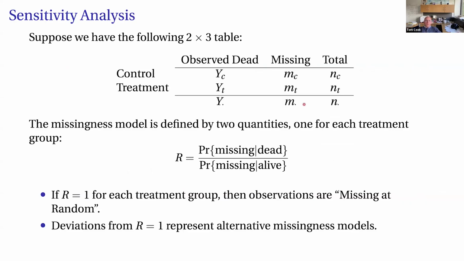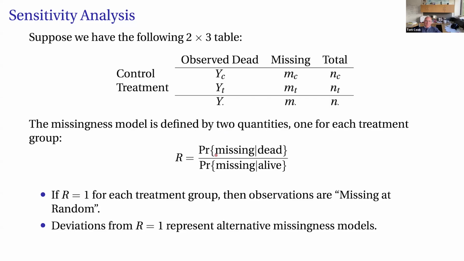So this is a formulation that I published in a paper in Stat Medicine a few years ago for 2x2 tables. So the setup is I have a 2x3 table where I observe a certain number of deaths in each arm. I have a certain number of missing observations in each arm. And then I have my total number of subjects enrolled in each arm. So the missingness model here is defined by two quantities, and in this 2x2 case makes things quite simple. One for each treatment arm.